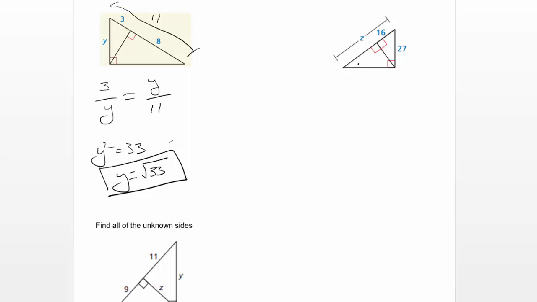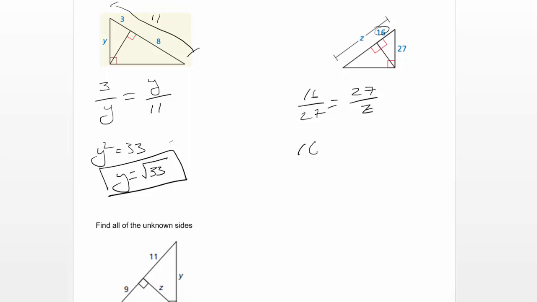In this problem, it looks very similar. I don't know the altitude, but I do know a leg, and I do know a part of the hypotenuse, and actually I have an expression for the whole hypotenuse. So I think this proportion should be true, that the part compared to the leg should be the same as the leg compared to the entire hypotenuse. In this case, that's z.